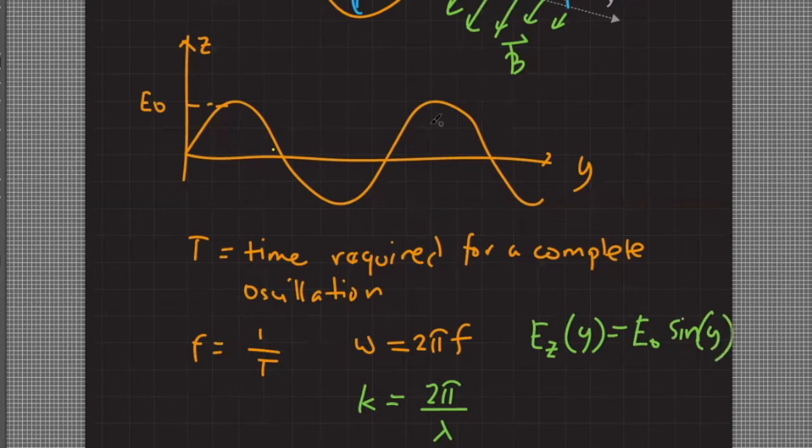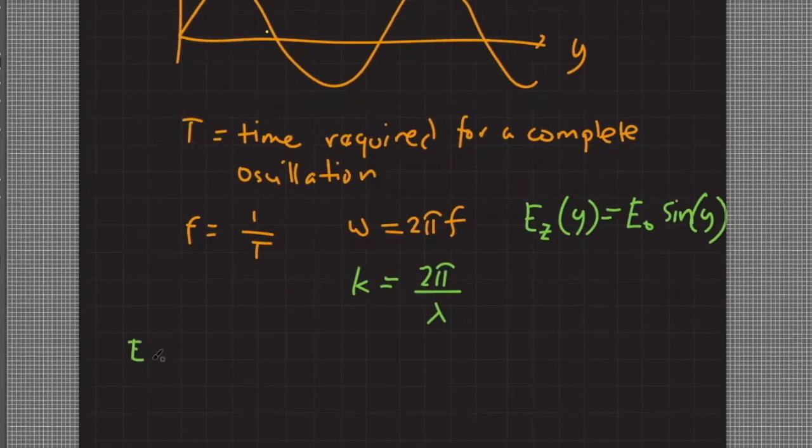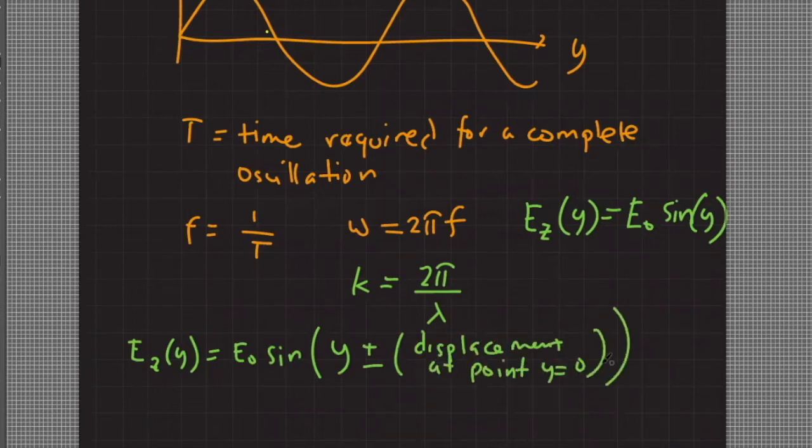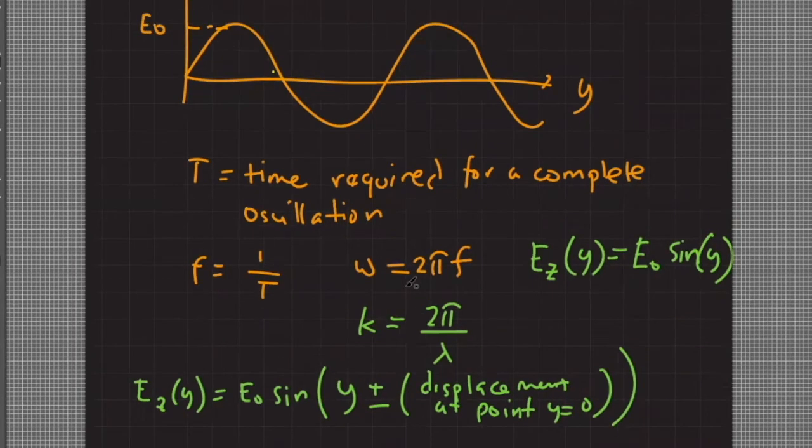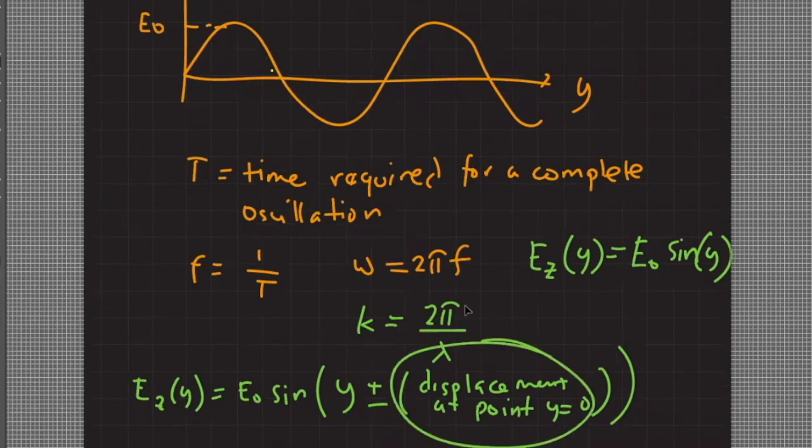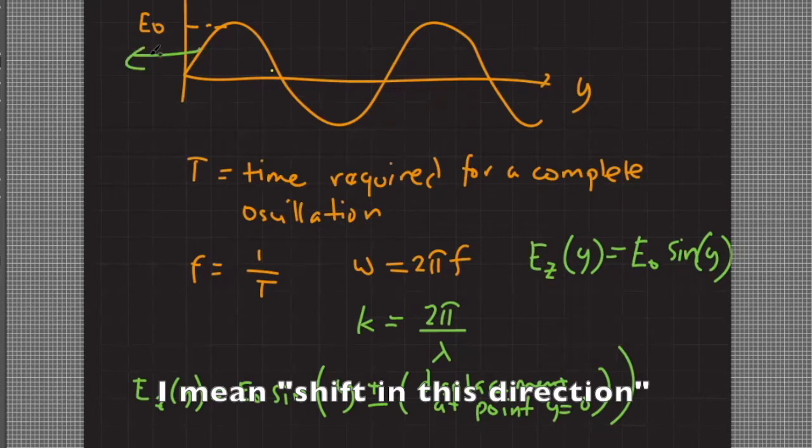Now, if this curve is moving along the y direction, then the set of points in this argument must move in such a way that it represents the velocity of the wave. Hence, I can write this as E sub zy equals E sub 0 sine of y plus or minus the displacement of the point. If you plug in any numerical value here, notice that if that value is positive, you are letting this wave move in this direction. You could just play around with any kind of numerical value.